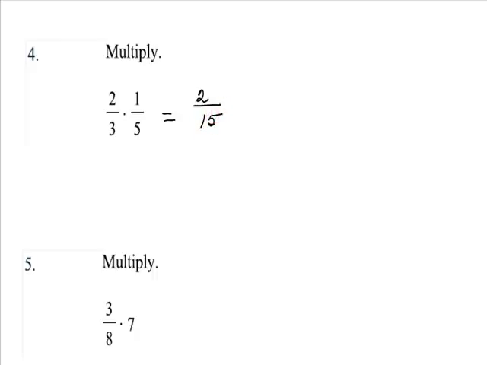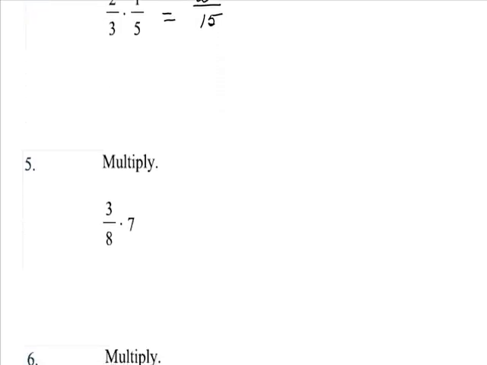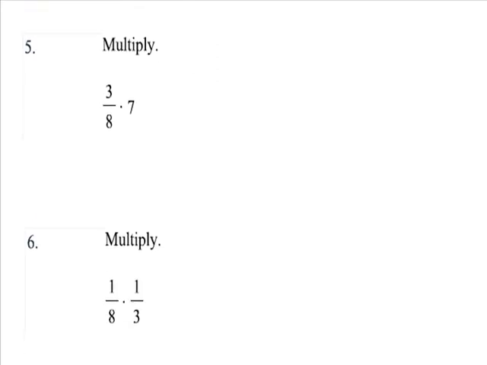So multiplying fractions is not a stressful activity. As a matter of fact, it's pretty easy. In the future, we will have some reducing, or we may have to worry about improper fractions, but not just yet. On number 5, I'm going to rewrite it so that I have 3 over 8 times 7 over 1. 3 times 7 is 21, and 8 times 1 is 8. In this lesson, I'm leaving it as what's called an improper fraction.